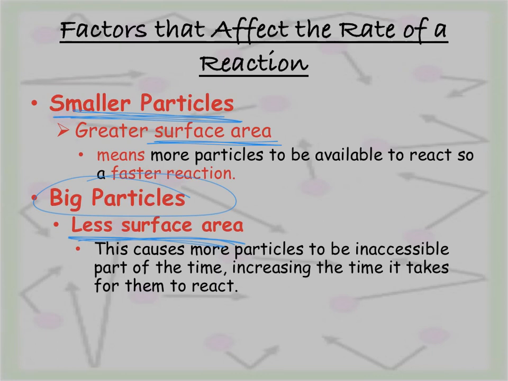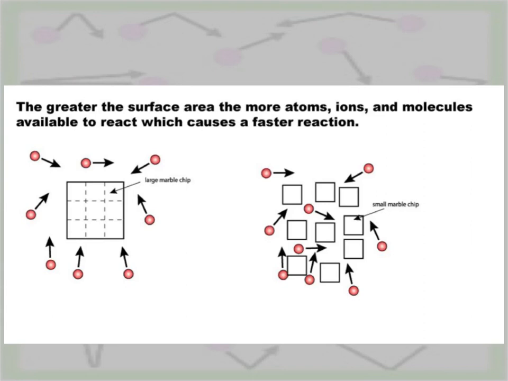So kind of like it'll have to eat through each layer for the reaction to occur. So that's going to be slower. All right, here's kind of a visualization of that. Over here you see we have a large marble chip versus a bunch of small ones. In the small ones, you can see that the molecules can get all in there in between, and there's more areas for them to react.